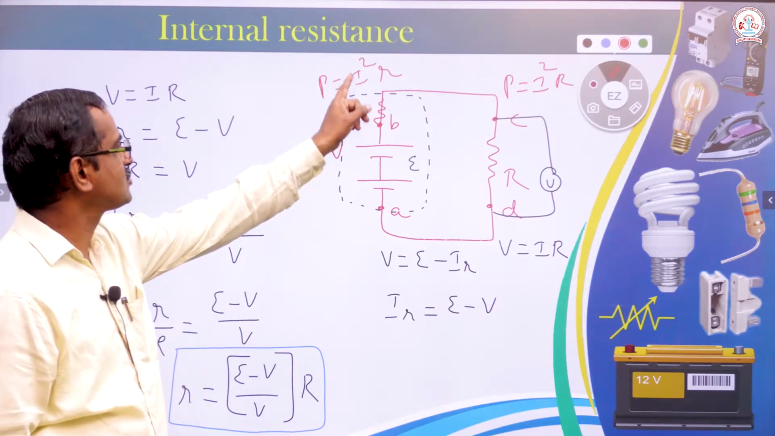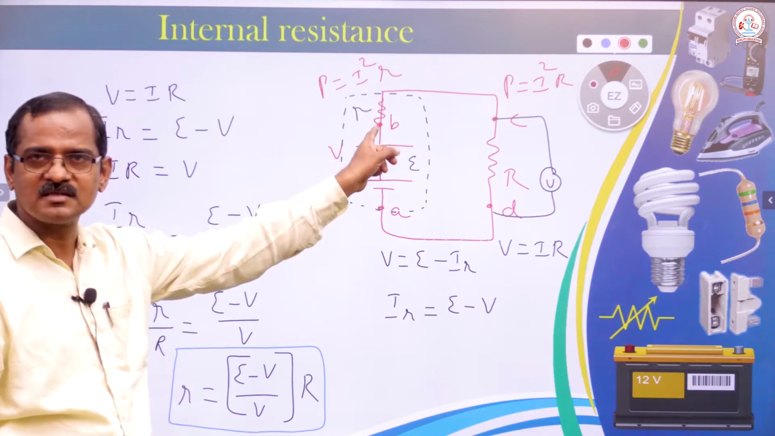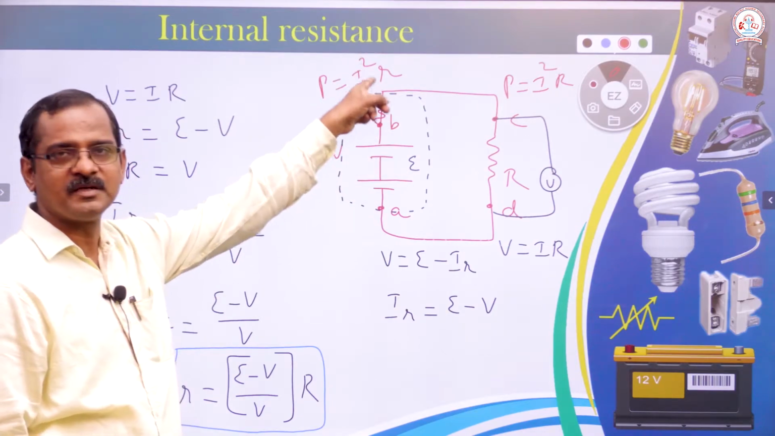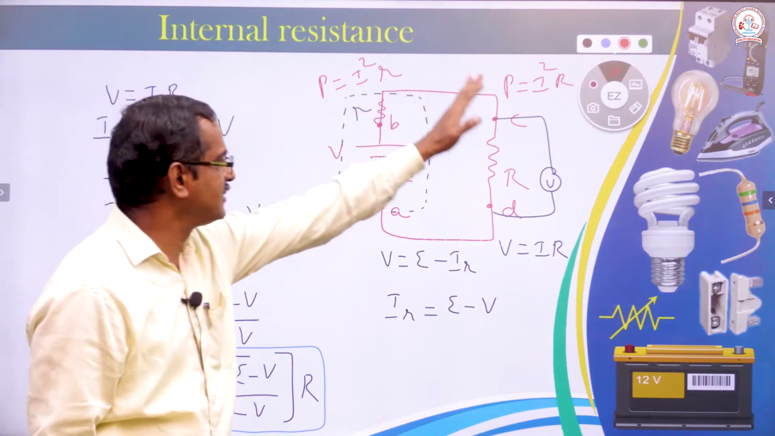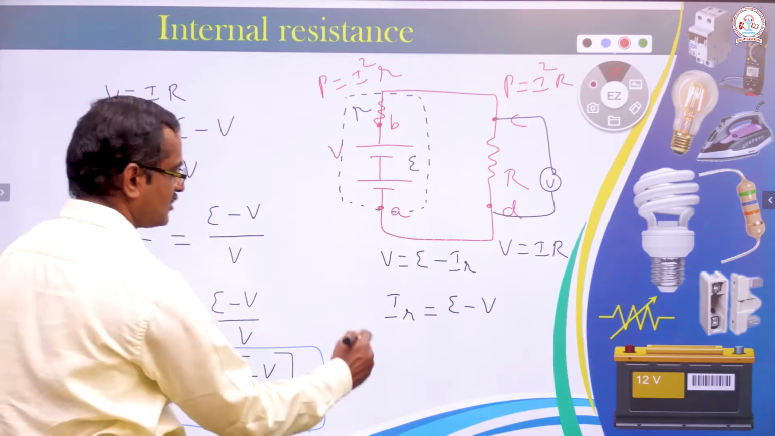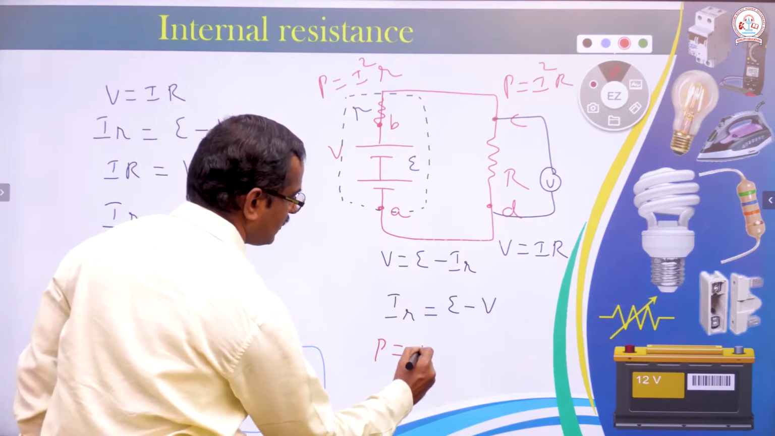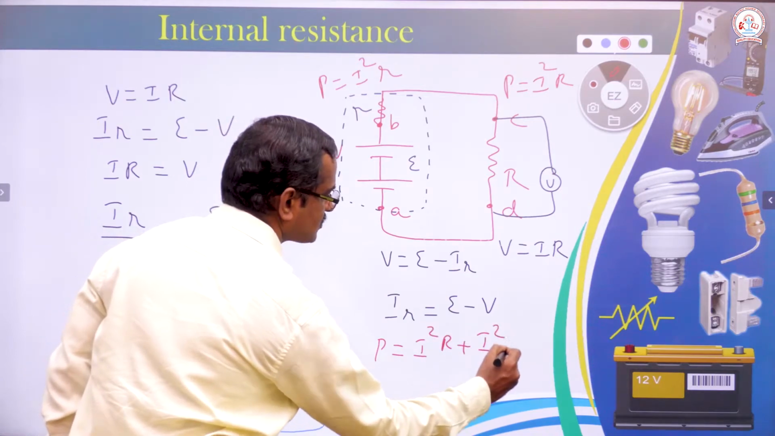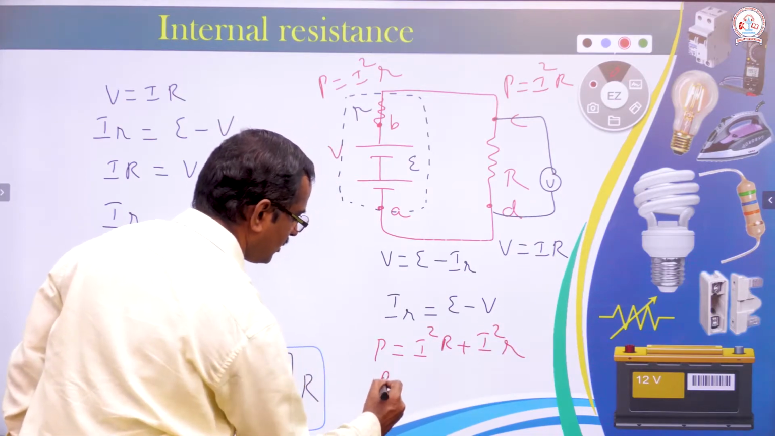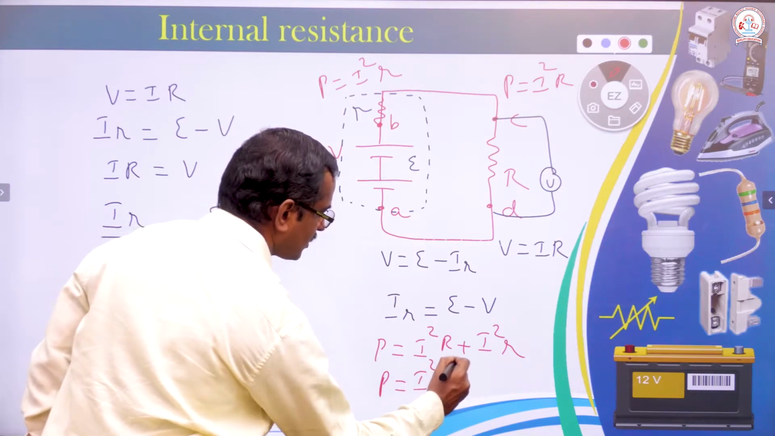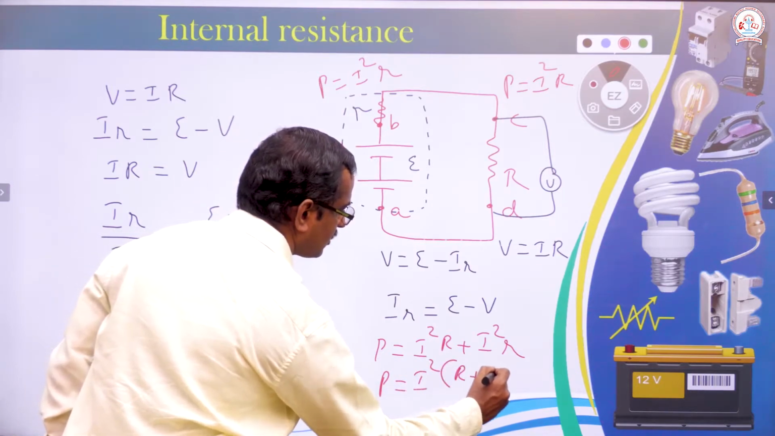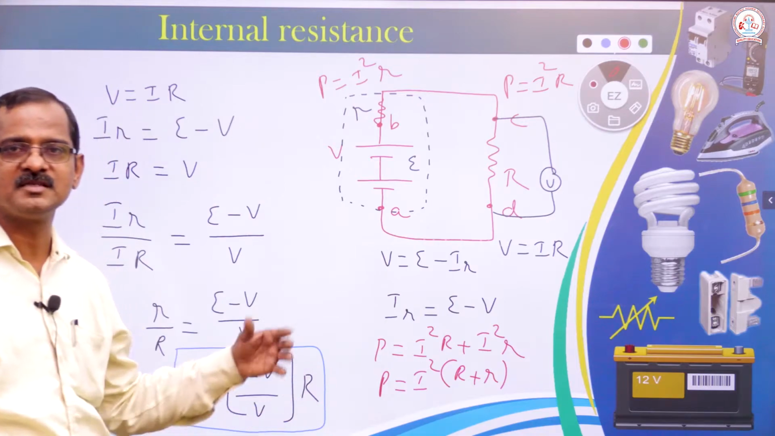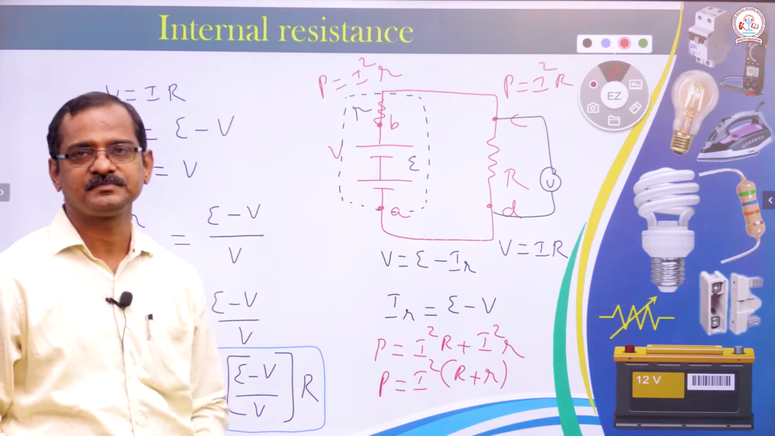Power equal to I square r, where small r is the internal resistance of the battery. This much power is dissipated here. Then what is the total power dissipated? That can be calculated as power equal to I square R plus I square r. If we take I square common, we write I square (R plus r). This much power will be dissipated from the circuit.